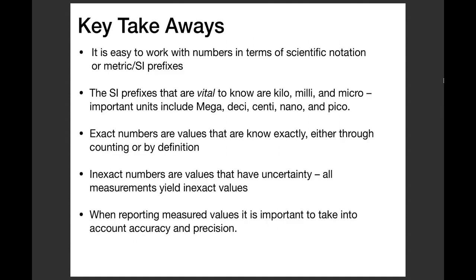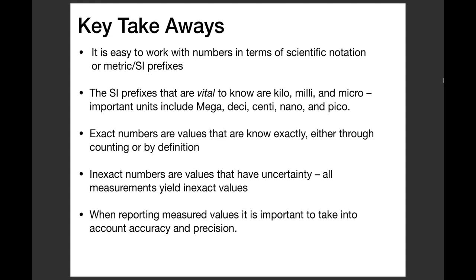That brings us to the end of this video. Some of the key takeaways are that we work with numbers in terms of scientific notation or metric or SI prefixes. The important SI prefixes that we need to know are the kilo, the milli, and the micro. Some other important prefixes that may come in handy are the mega, deci, centi, nano, and pico.